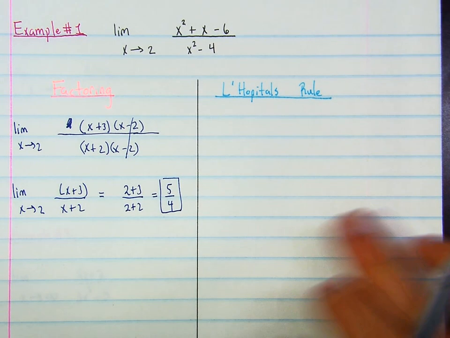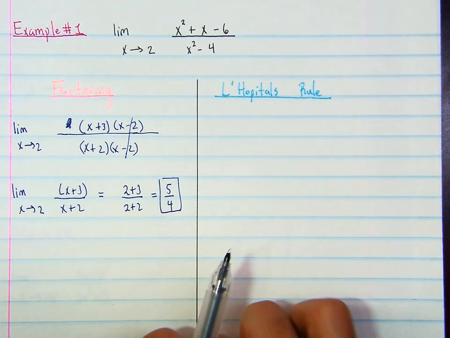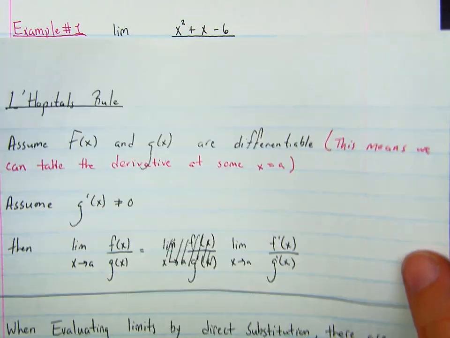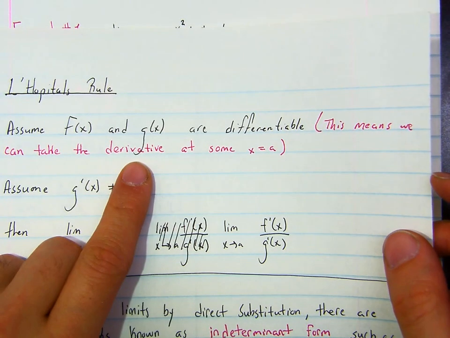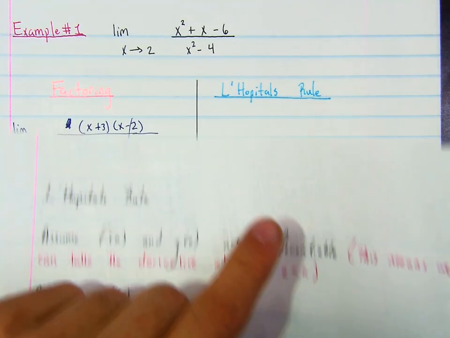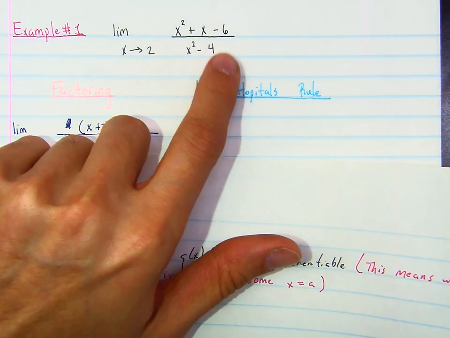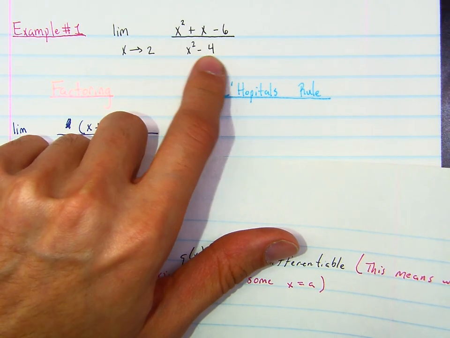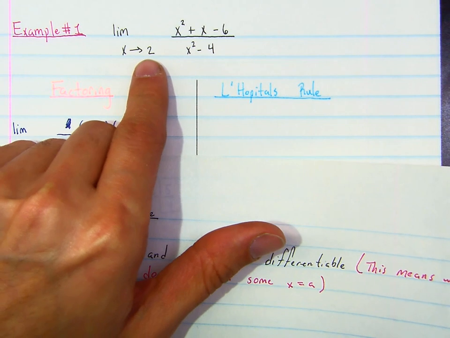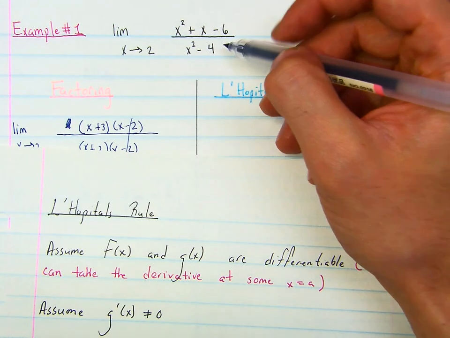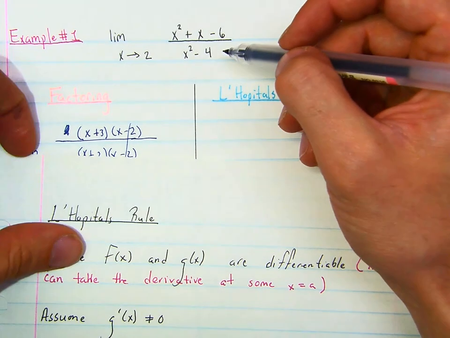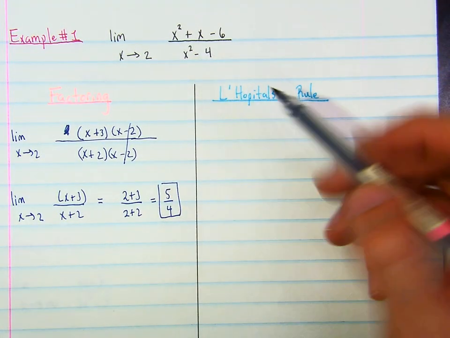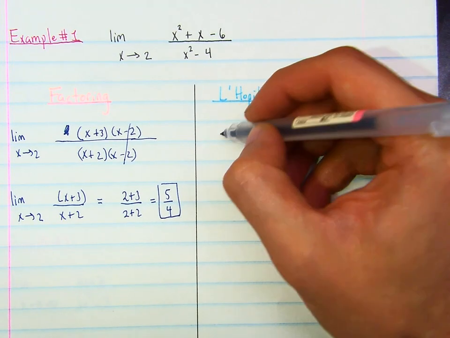Okay? Now, how can we do the same question using L'Hopital's rule? L'Hopital's rule states that if you can take the derivative at some x equals a, so can you take the derivative of the top, and does the derivative exist for the numerator and does the derivative exist for the denominator at x equals 2? Yes, because they're both polynomial functions. So here, what you're allowed to do is, instead of taking the limit with respect to this function, what's the derivative of the top? Notice that you're allowed to do this.